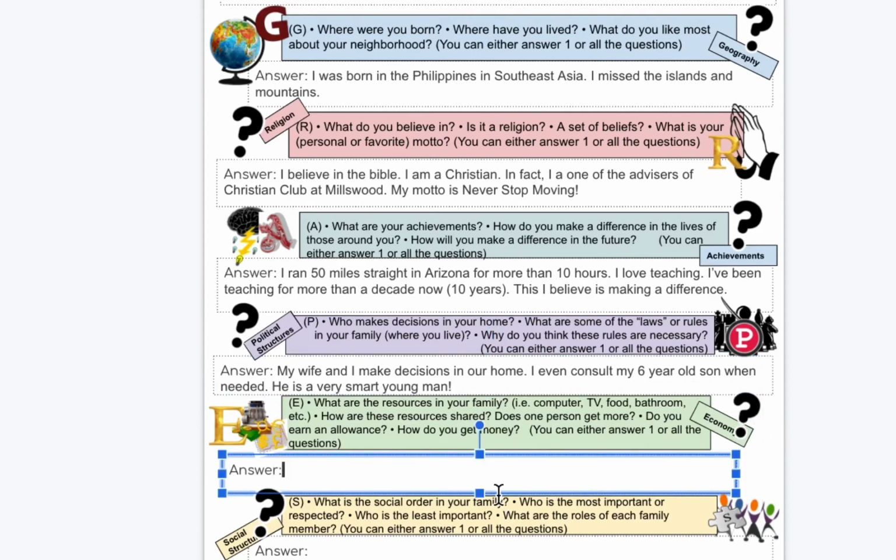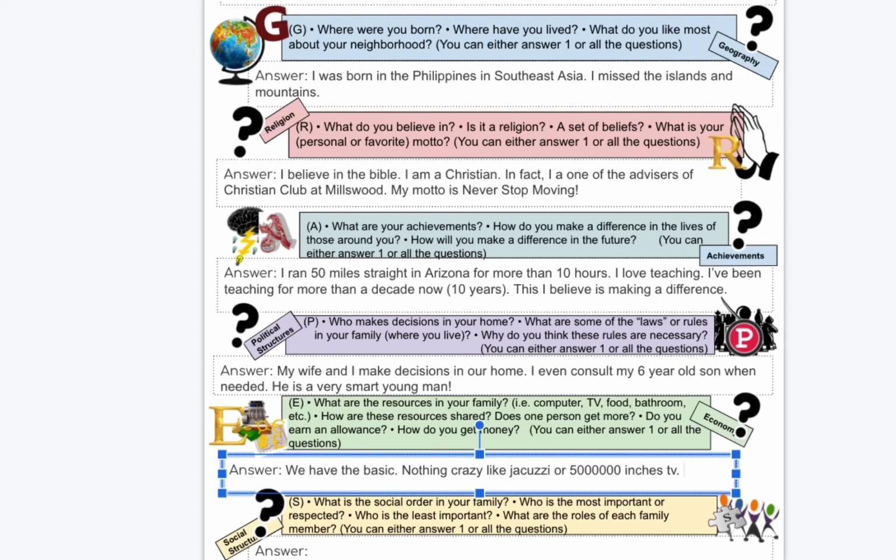Now let's go to letter E, which is economy. What were the resources in your family? For example, computer, TV, food, bathroom. So we have the basic. We don't own anything crazy like a jacuzzi or a 5,000-inch TV. So we just have the basic in our home, and I can say that it's pretty much comfortable.